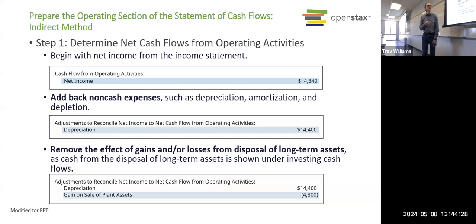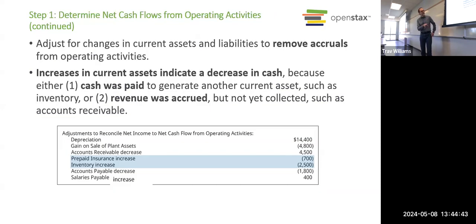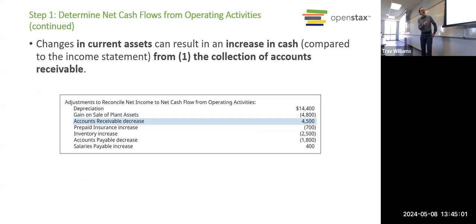But just as a reminder, to do the operating section, you start with your net income, you add back any non-cash transactions like depreciation, you reverse any gains or losses on the sale of assets. If there's a change in your short-term assets, cash does the opposite, right? So we see these assets are going up, cash goes down. We see here's an asset going down, cash goes up.